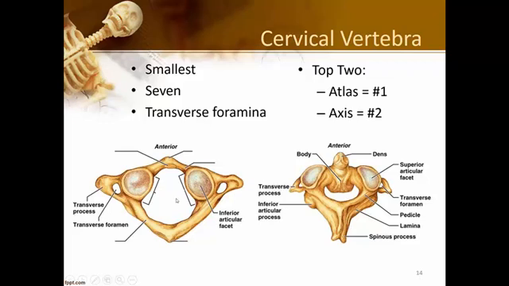This is the atlas, and these little facets here rub against the condyles on the bottom of the occipital bone, and it allows you to nod your head. The axis, the second one, has a little projection called a dens that sticks up right into the atlas, and it allows these two bones to rotate against each other, which allows you to shake your head no.